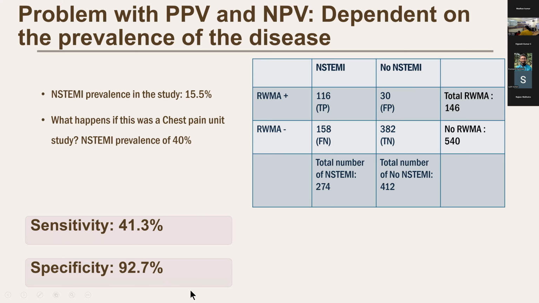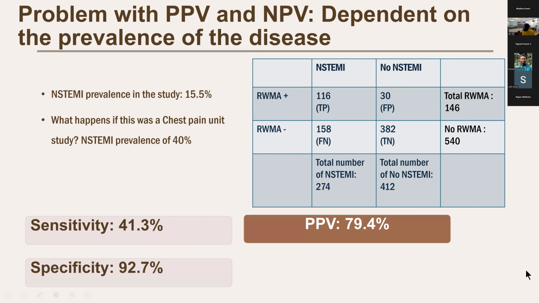All right. But now calculate your positive predictive value. That is true positive divided by everyone who's test positive. 79.4. So what was the previous positive predictive value? 50, right? So it's changed. So your sensitivity and specificity stayed the same, but your positive predictive value has changed.